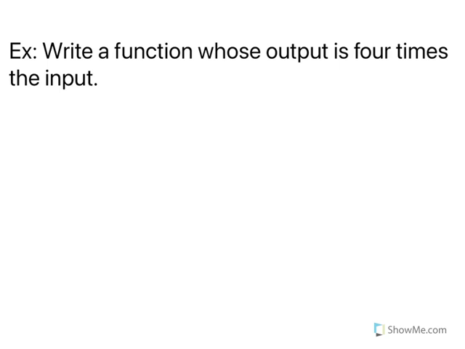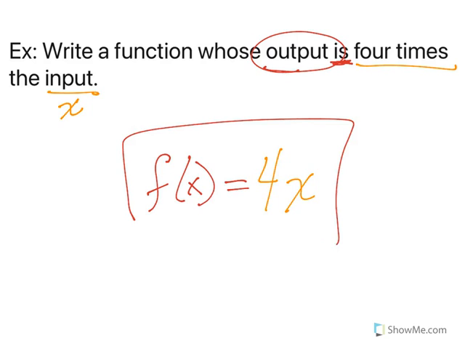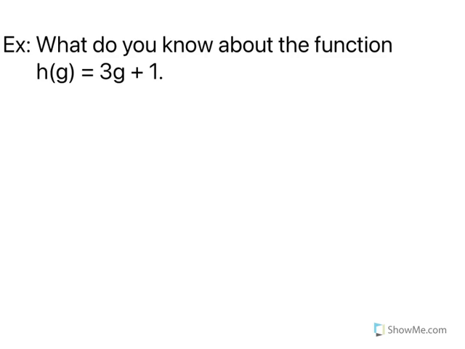Okay, the next one. Write a function whose output is 4 times the input. Well, we know the input, again, we'll say x. So 4 times the input, so that's 4x. And the output is, remember that "is" means equals in our math world. So the output, we would say, f of x equals 4x, 4 times the input.